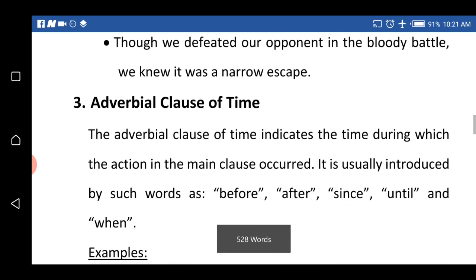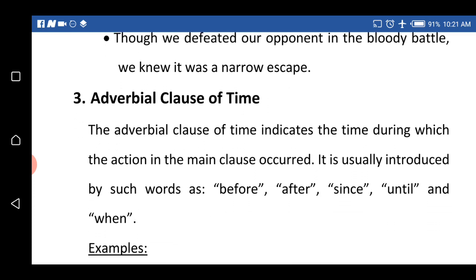The third one is adverbial clause of time. The adverbial clause of time indicates the time during which the action in the main clause occurred. That is, this tells us the time an action was performed. It is usually introduced by such words as before, after, since, until, and when.